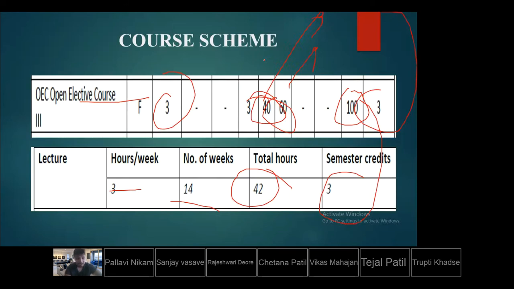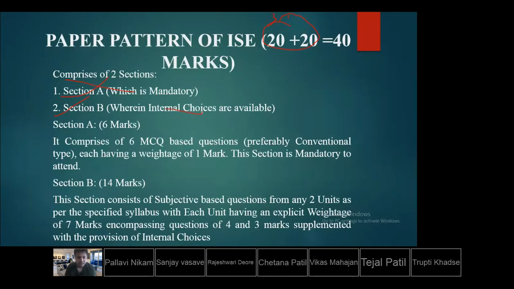Section A is a mandatory section where only multiple choice questions are there. Section B generally deals with subjective questions wherein internal choices will be available to you. Section A will consist of 6 MCQ-based questions, preferably of the conventional type. Conventional type means the question will be given to you, and 4 options will be given: A, B, C, D. Out of these 4 options, you have to choose whatever is correct. Each will have a weightage of 1 mark, and the section is mandatory.